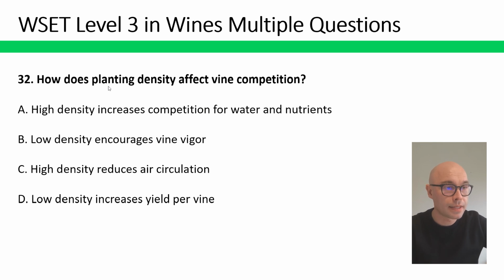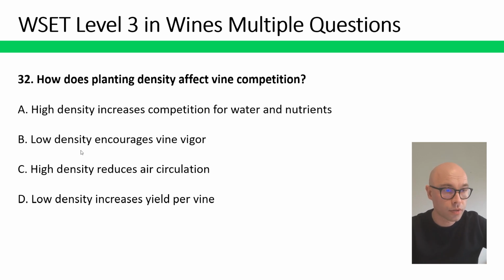How does planting density affect vine competition? High density increases competition for water and nutrients. Low density encourages vine vigor. High density reduces air circulation. Low density increases yields per vine. So high density increases competition for water and nutrients. This is correct. So A, high density increases competition for water and nutrients.